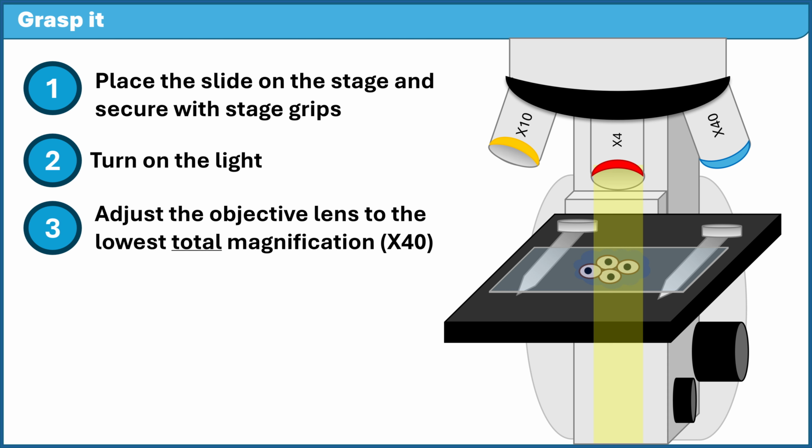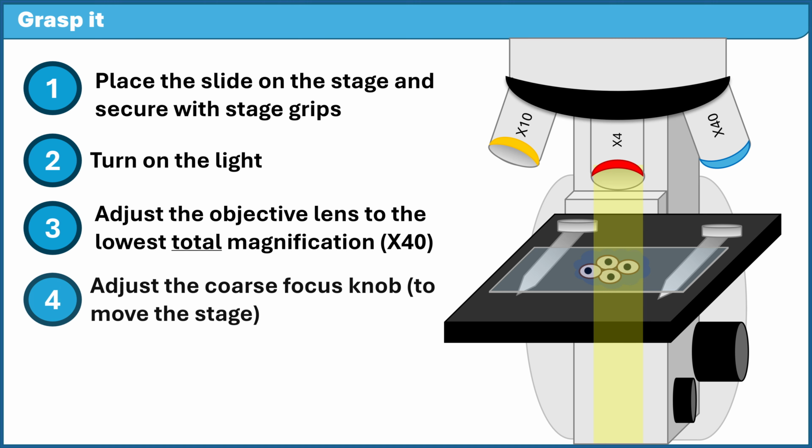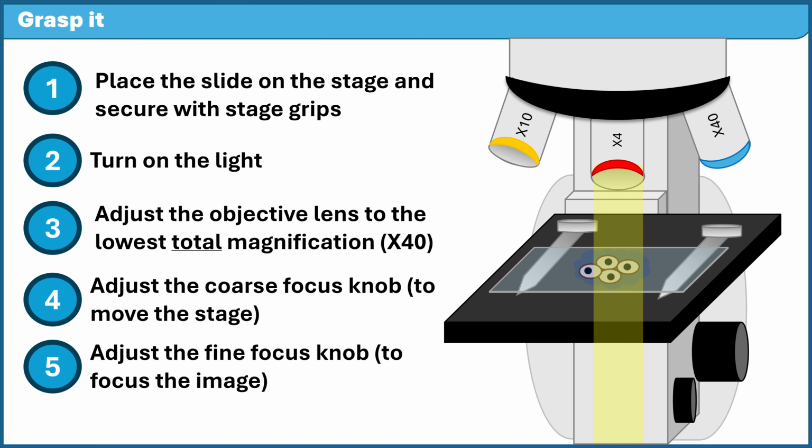A bonus tip is that we always start off with a low magnification and work our way up. It's like trying to find somewhere on Google Maps. You don't ever start at street view. Okay, we start with an overview and then we zoom in. The next step is to use the coarse focus knob to try and bring the image into view. And then finally we're going to switch to the fine focus knob so that we can increase the resolution and give us a nice sharp image.